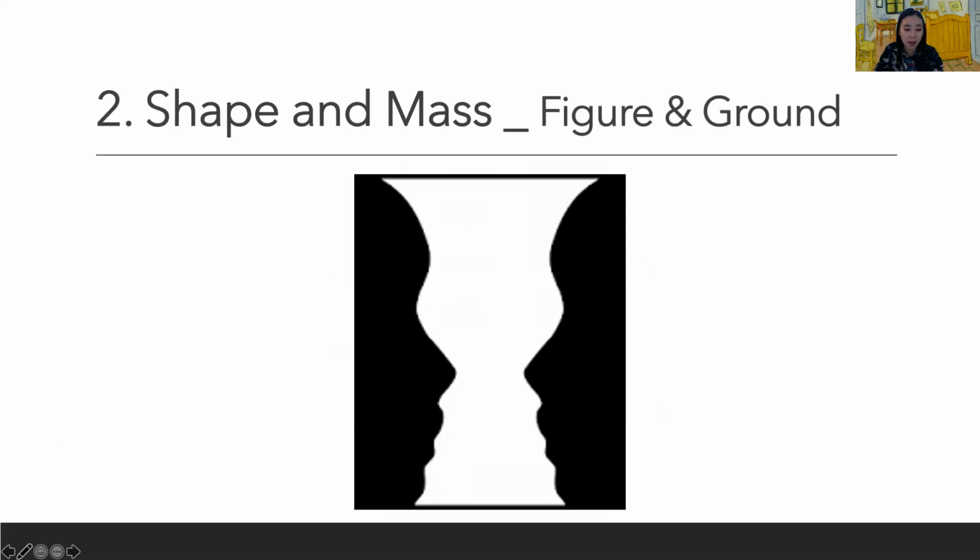And sometimes it's called figure and ground. It's just the same as positive and negative shape. So figure is the object part, and it is the positive shapes. And the ground means background, like the negative shapes.